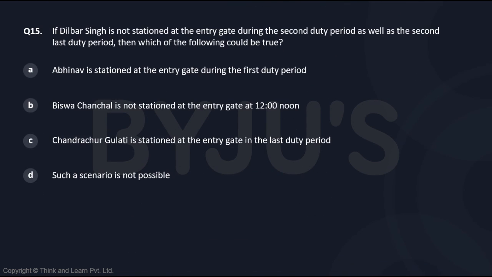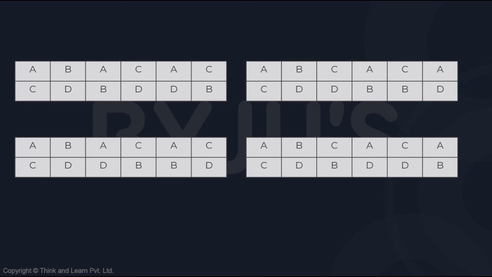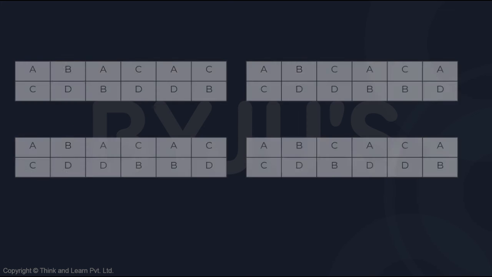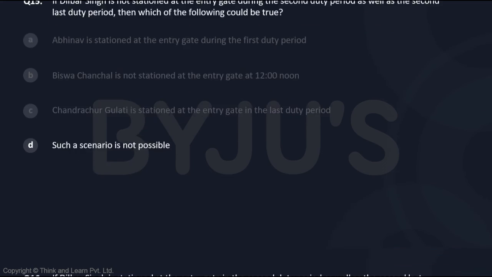If DILR Singh is not stationed at the entry gate during the second duty period, so D is not second, as well as second last duty period. So D is not second and second last. So this is not the case. This is not the case. This is not the case. And this is not the case. So D, if you notice, is always there in second and second last. D is here, D is here. So such a case is not possible at all. Such a scenario is not possible. Option D. Right? So that's your answer.